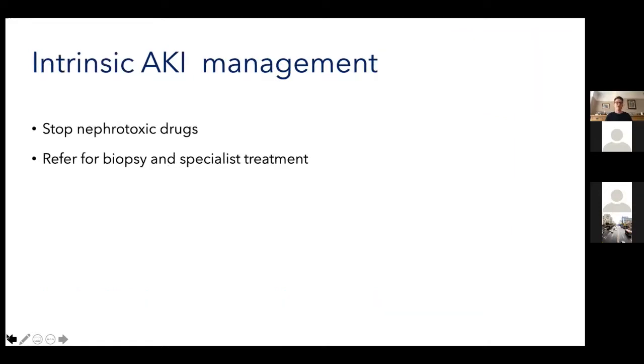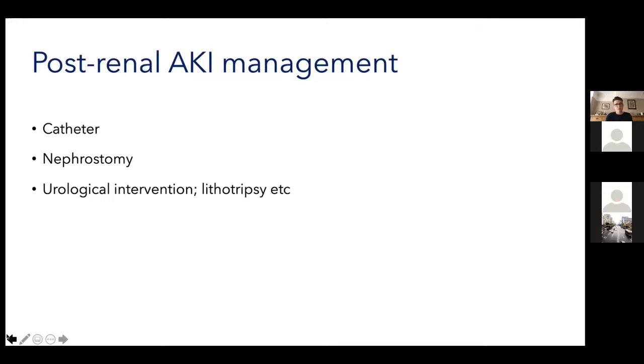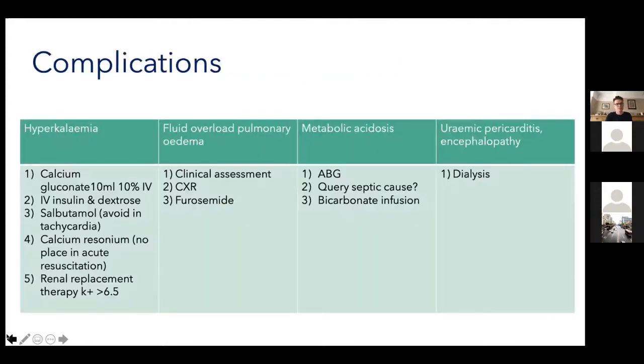Okay, for your intrinsic AKI, you want to stop your nephrotoxic drugs again, and you want to refer for a biopsy and specialist treatment. Post-renal management is generally resolving that obstruction, so catheters can help if it's blocked by a cancer tumour. Nephrostomy can be helpful to get flow back. And if it's stones, you want urological interventions like lithotripsy and surgery.